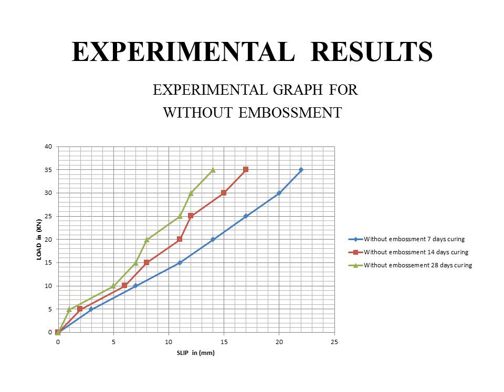This graph shows the without embossment sheet slip resistance. The maximum slip that has been resisted by the sheet was around 23 mm for 7 days of curing. As far as 28 days of curing is concerned, the maximum slip resisted by the specimen was 13 to 14 mm. The peak load was 35 kN.